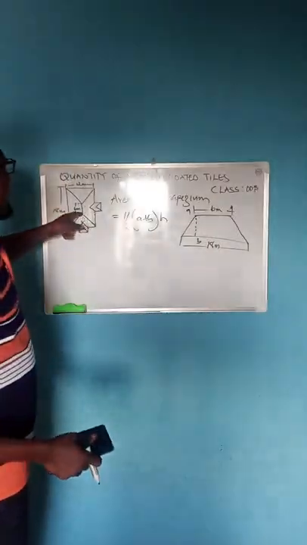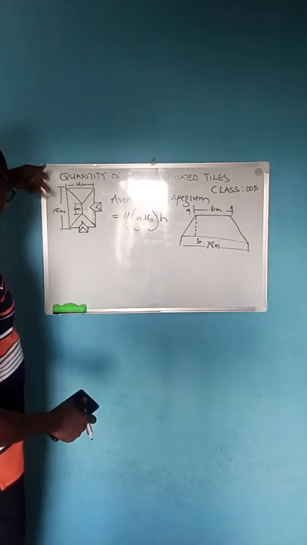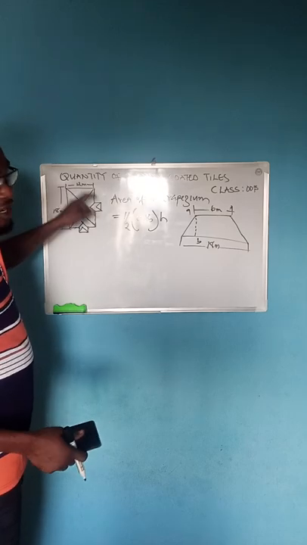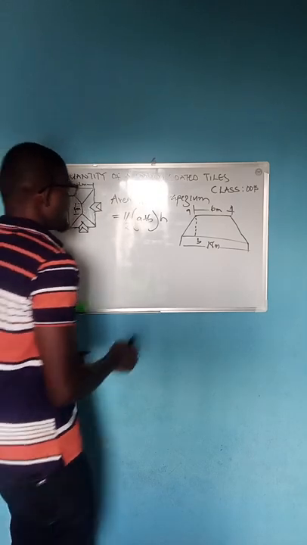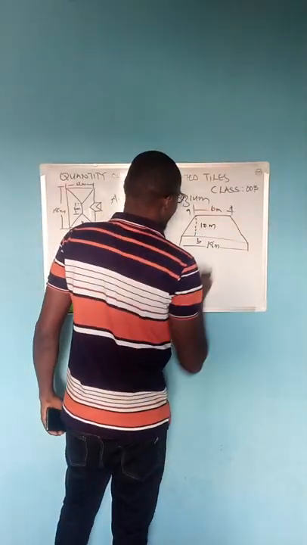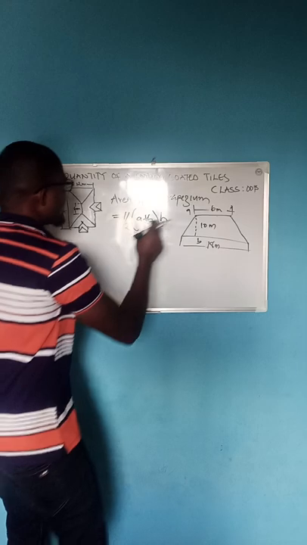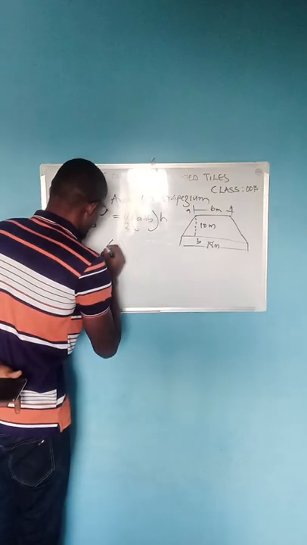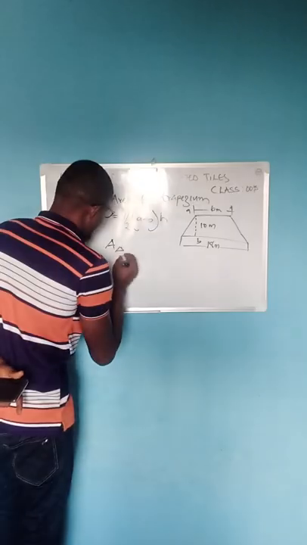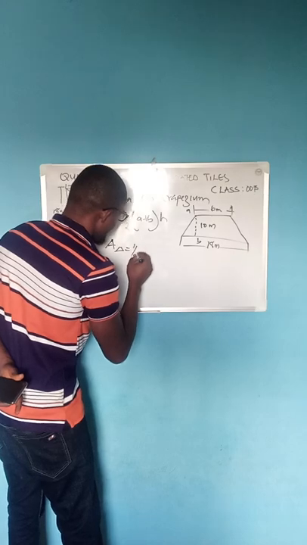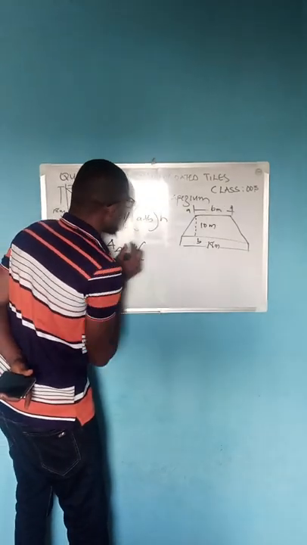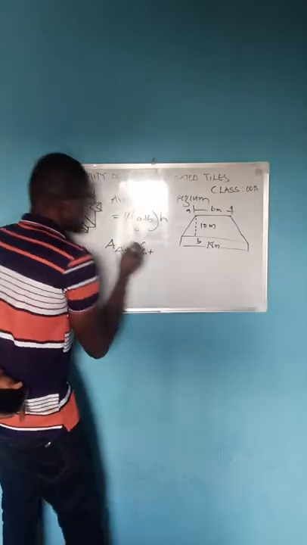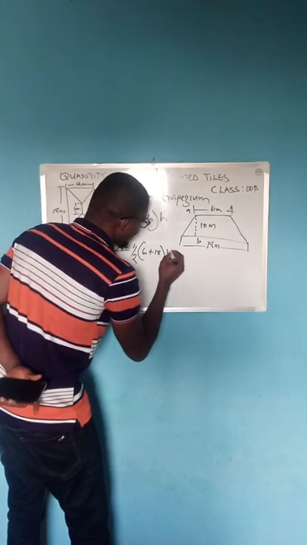Then the height, you properly measure the height. The height will equivalently be the same height as this triangle. They must be the same. So the height here will now be 10 meters. Now, to get the area of this particular side, the area of this trapezium is equal to half the sum of the parallel sides, 6 plus 18, times 10.